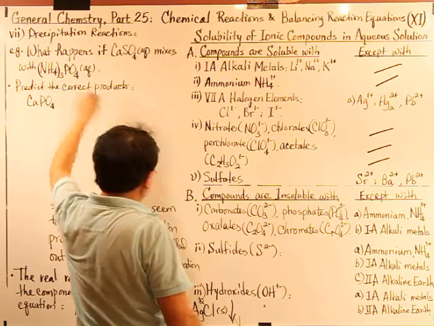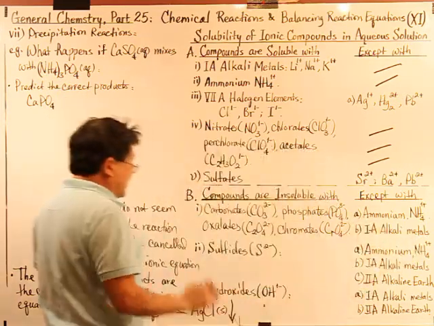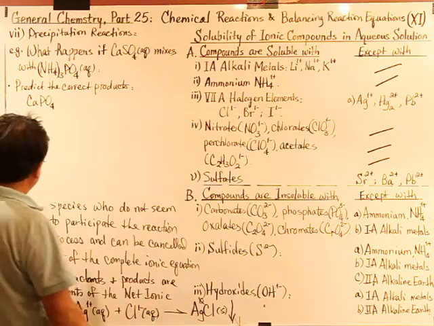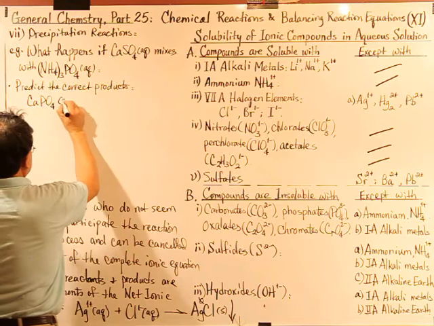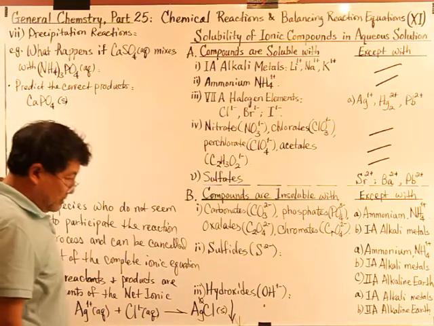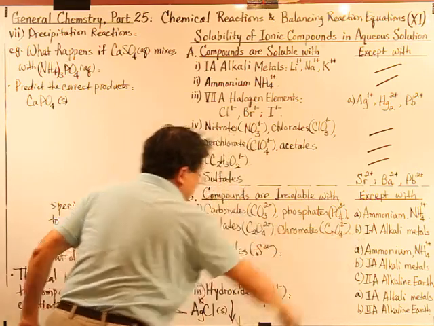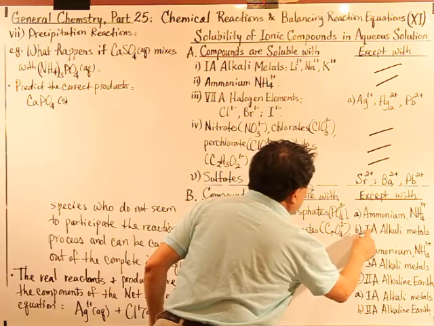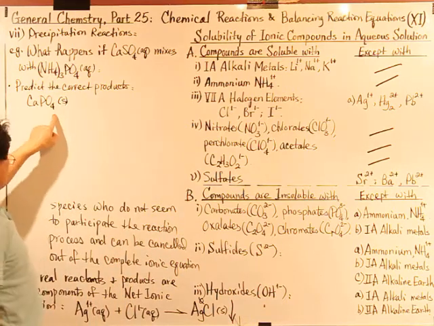Ammonium is aqueous. First A, alkali metal, not second A. Calcium is second A, right? 2A. So this one will be a solid. It is going to be a solid precipitate, right? Is that clear? Because you check, the exception does not include 2A. It only includes 1A right here. So, but is this a correct formula?